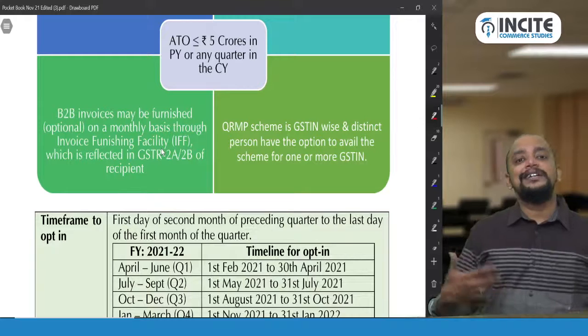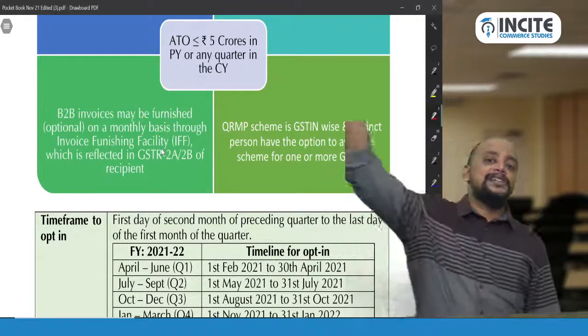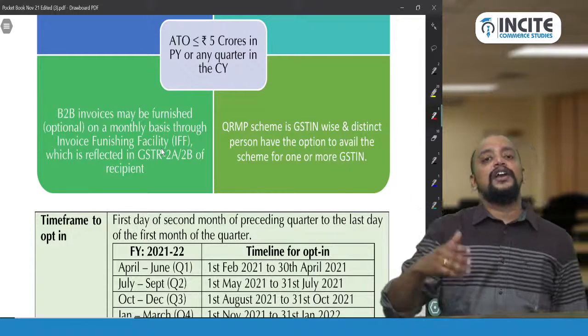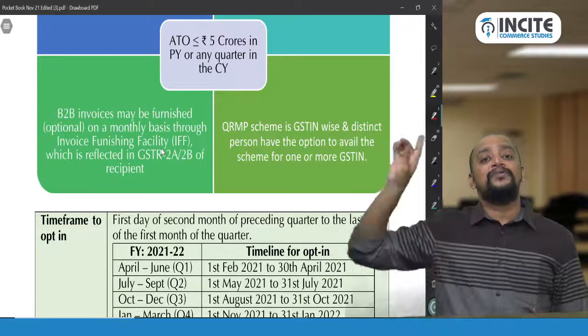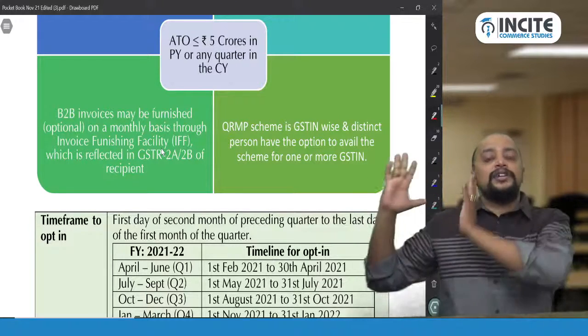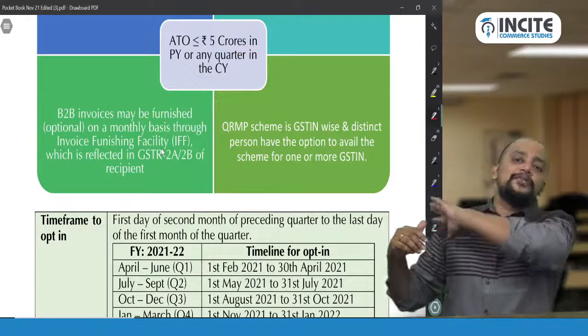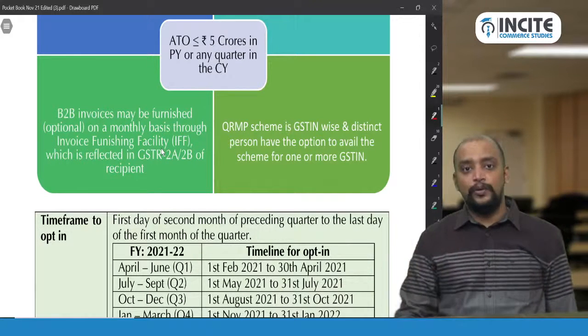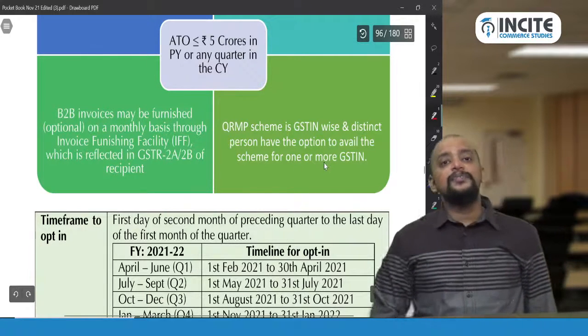Whatever details are entered in IFF will go to GSTR-2A and 2B of the recipient. Also it will come into the GSTR-1 of the supplier that will be filed on a quarterly basis. So in that quarterly filing, these details will automatically come into GSTR-1. That is the advantage. And then, QRMP is GSTIN-wise.